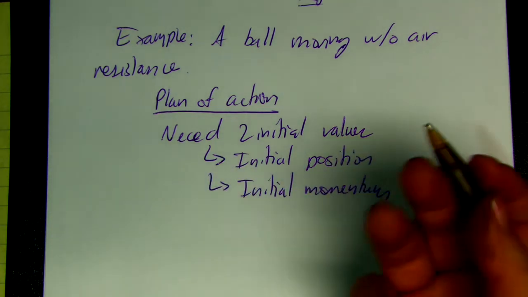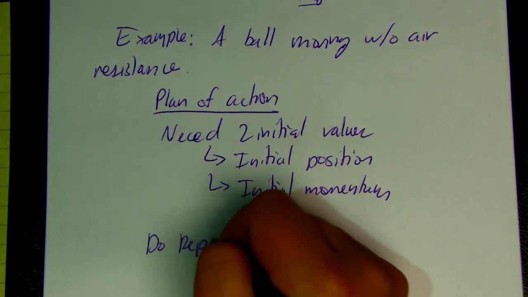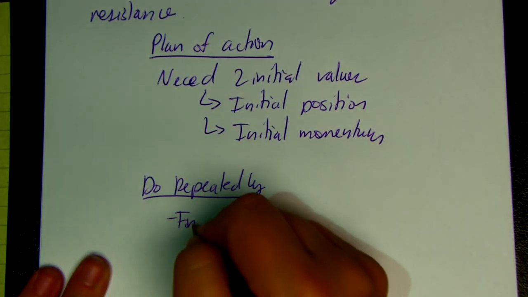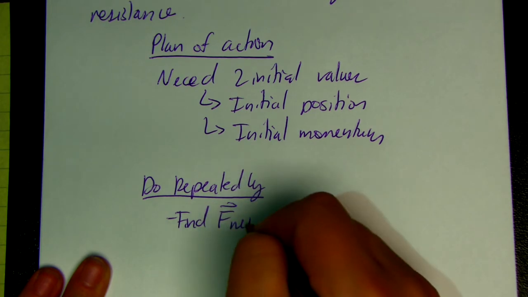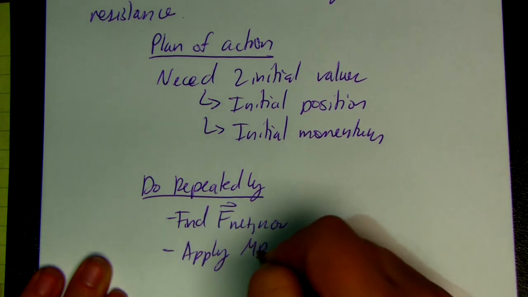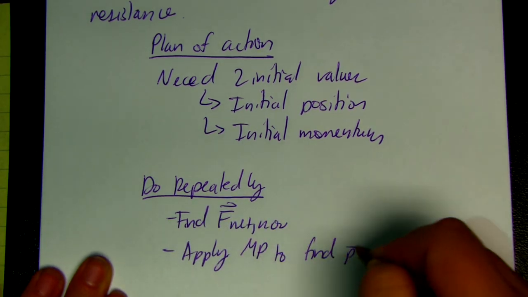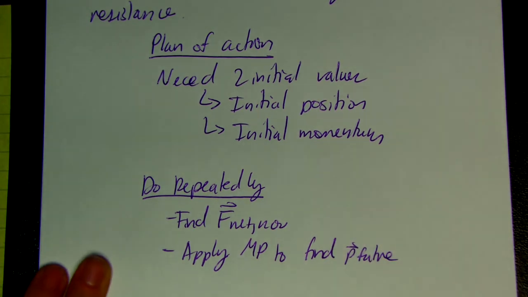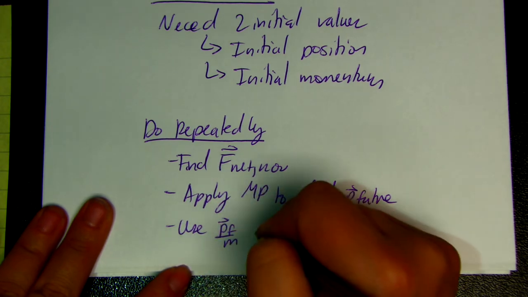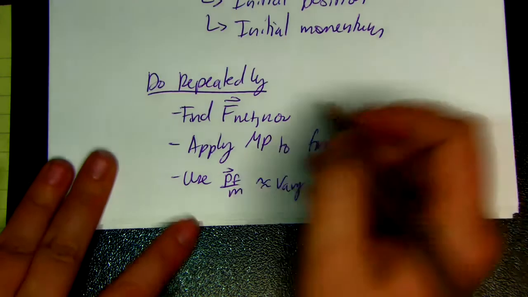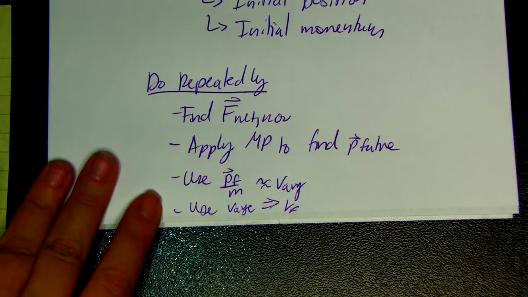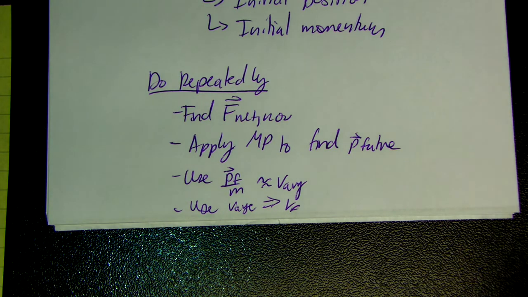Then we will do repeatedly: you want to find F net now, then apply the momentum principle to find P future, and then use P future divided by M to approximate V average, and then use V average to get the position after some given delta T.